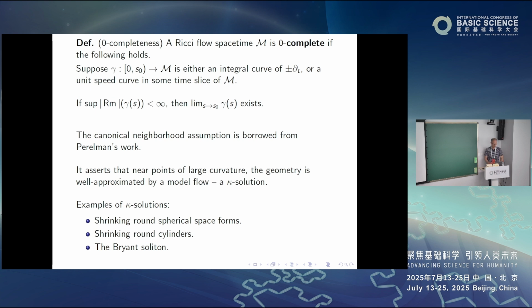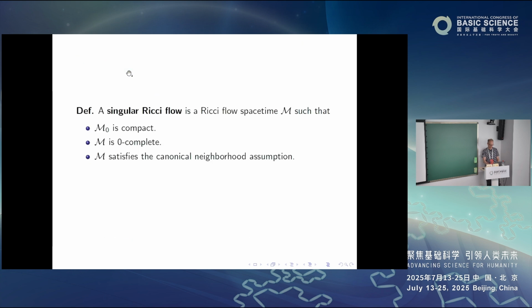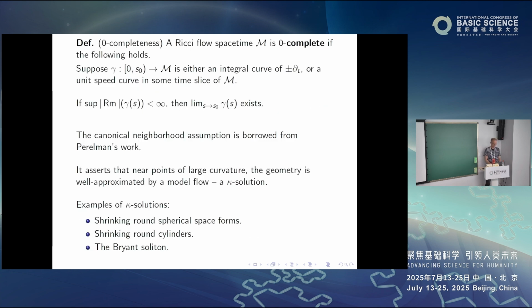Formally, suppose you have a curve gamma in the spacetime, defined on a half-open time interval from 0 to S0. It should either be an integral curve of the time vector field, or a unit speed curve in a time slice. The condition is: if for this curve gamma the supremum of the curvature is finite, so it remains bounded along the curve, then it has a limit at the right endpoint. That's the completeness assumption.